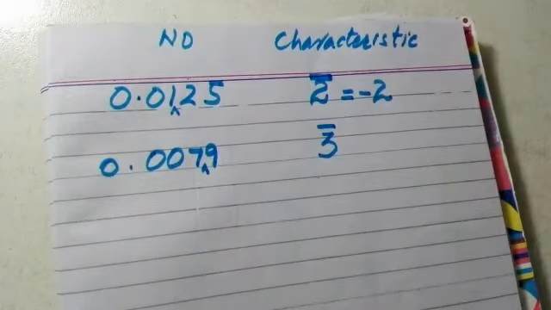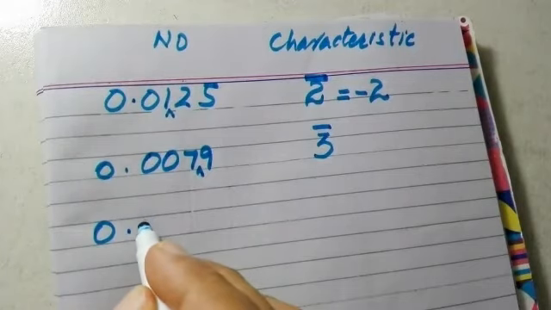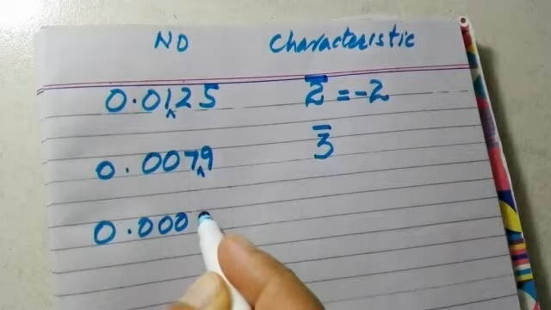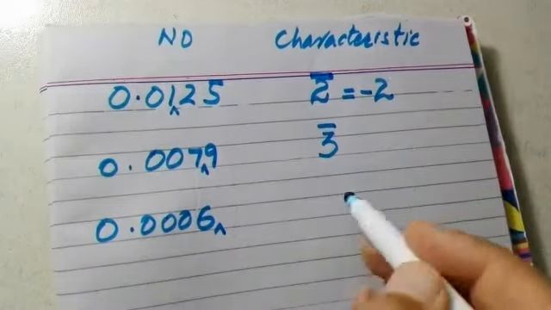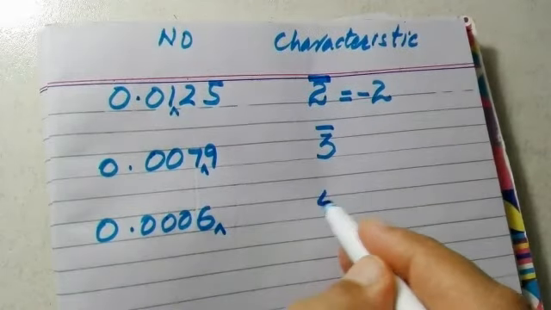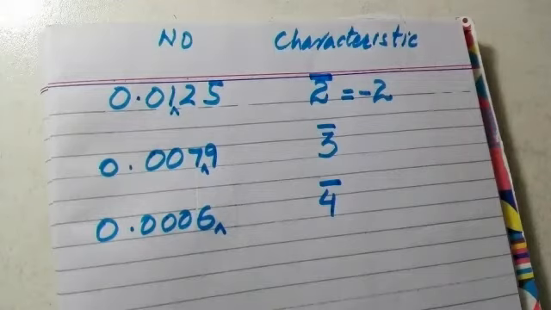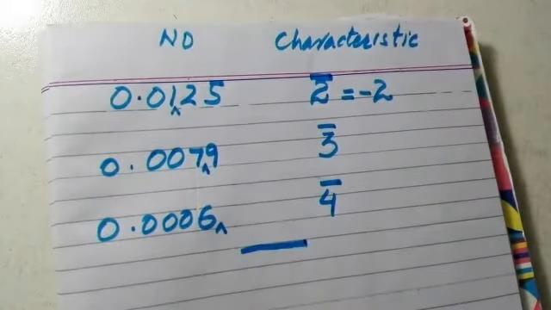And obviously, if you consider another example, like 0.0006, in this case, you will see that the characteristic will be 4 bar, because it contains 4 digits between the decimal sign and the point of reference. So after explaining these examples, you should be able to find the characteristic of a number.